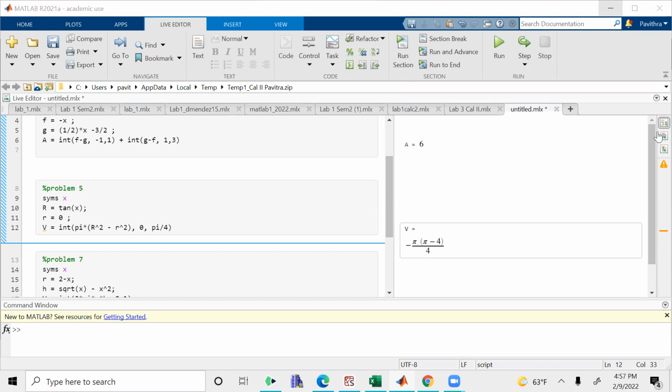So next time when you have some integration problem, you can just come to MATLAB, use int, and find your answer. Even if you do not have limits, it'll work. So the int function is used for definite integrals as well as for indefinite integrals.